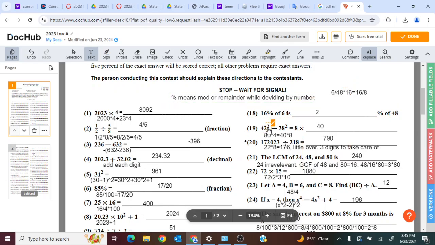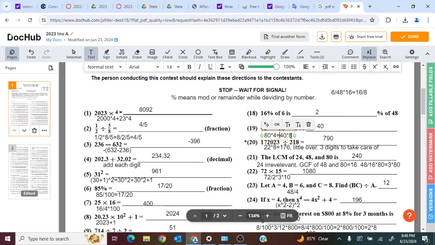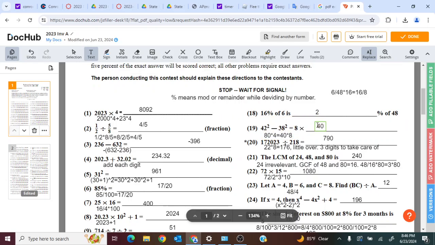Okay, 19, difference of squares. Difference of squares is the sum of the two values times the difference between the two values. So 80 times 4 in this case. And then you divide by 2, multiply by 2 to make it fit this format right here.